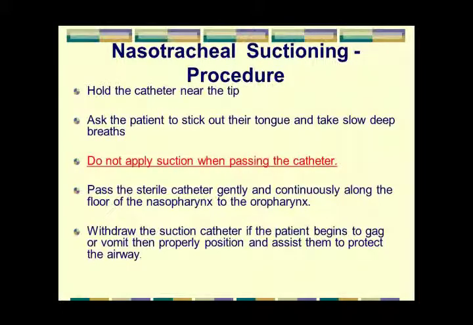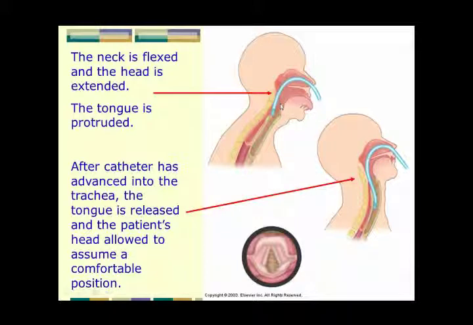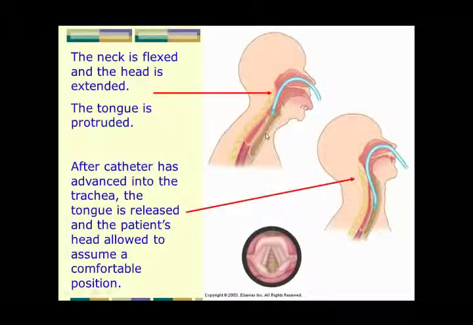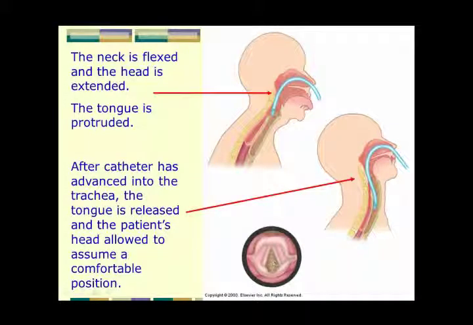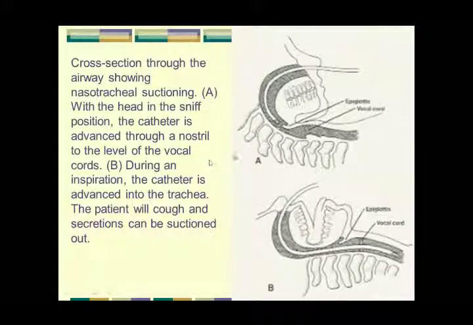If the patient gags or vomits, obviously we're going to stop the procedure. But basically, if they stick out their tongue, we're increasing the chances, especially in the sniffing position, of entering into the trachea. Once that catheter passes through the vocal cords, what are they going to do? They're going to, well, not gag even, they're going to cough. Cool, that's what we want. Cough moves secretions more centrally. Applying vacuum, then I can go ahead and get some secretions removed.